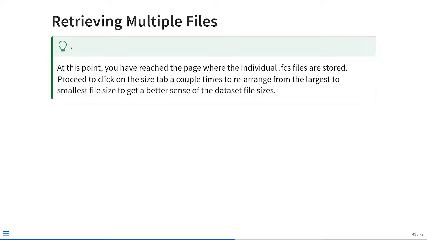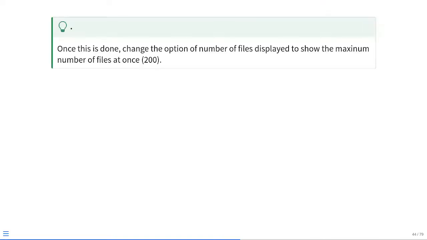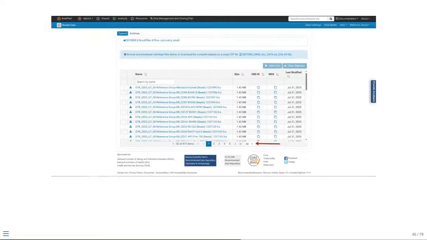And at this point, you've reached a page where all the individual FCS files are listed. So to actually proceed, you can click on the different tabs a couple times just to make sure you're reorganizing the files in terms of largest to smallest, vice versa, just so you have a general idea of how large the data sets are that you're trying to download. And then once that's done, I always just recommend going ahead and selecting the Show Me As Many Files As I Possibly Can option, which in this case is going to be 200.